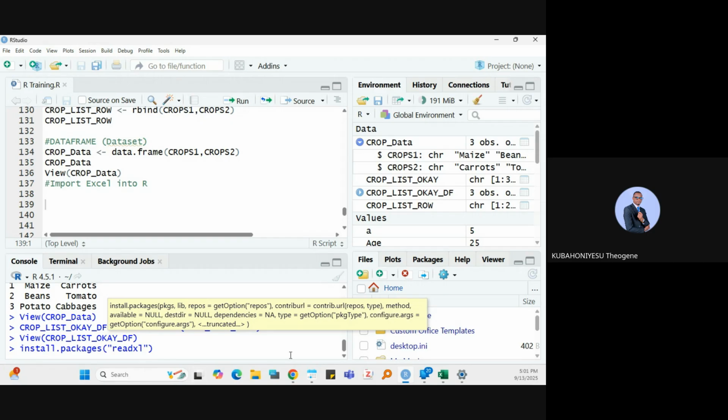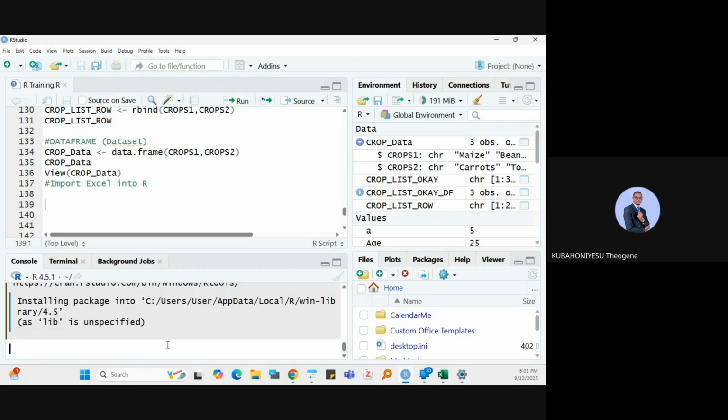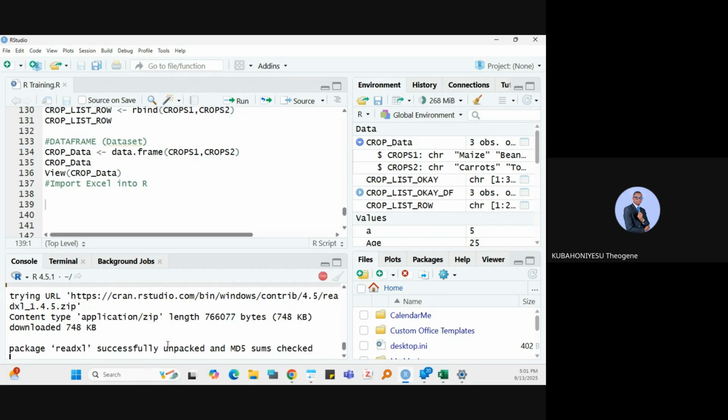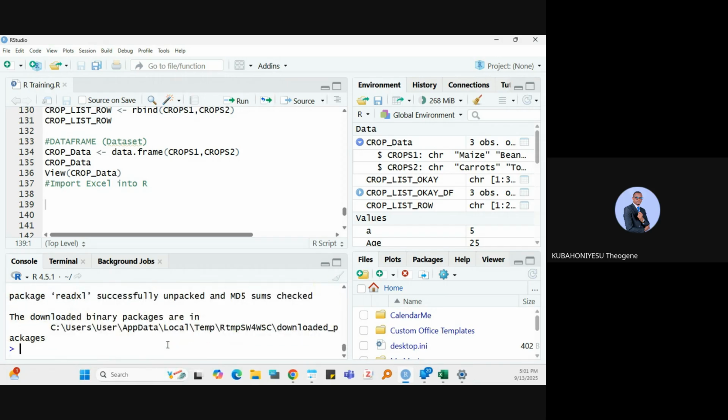Let's install. Then you go here, you hit enter. You wait for that red text. This red text is showing you that it's being installed. It has been installed successfully, and the package and the MD5 sums were checked, and so on. Okay, now what I'm going to do is call this package to use it.